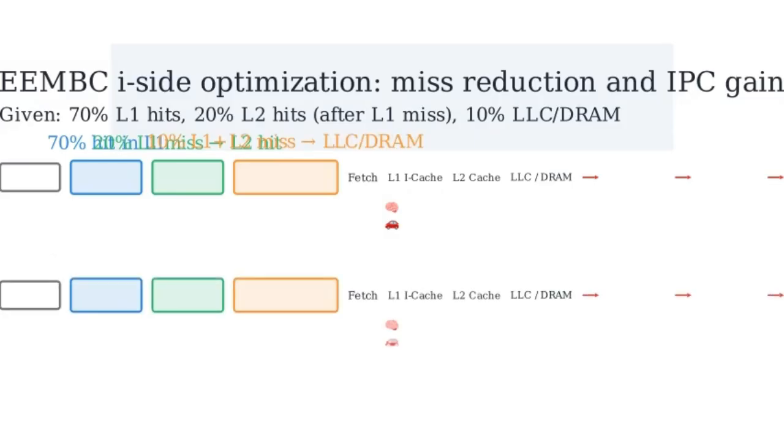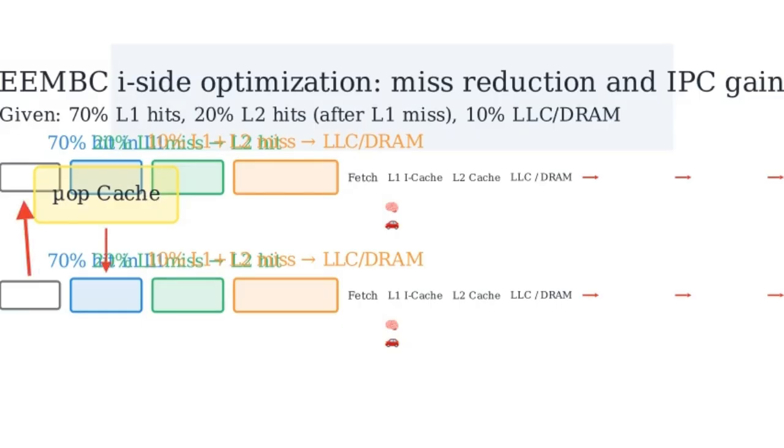To cut I-side misses by 30%, a highly effective approach is a micro-op cache. This cache stores already decoded operations for hot loops and frequently executed traces. On a hit, the front end bypasses instruction fetch and decode, eliminating pressure on the L1 instruction cache.